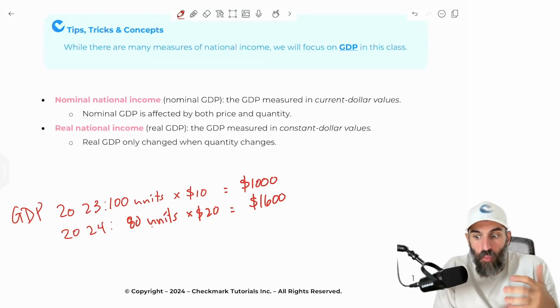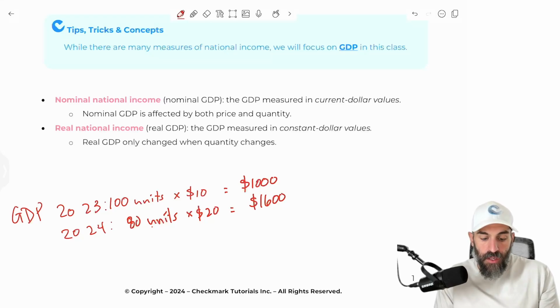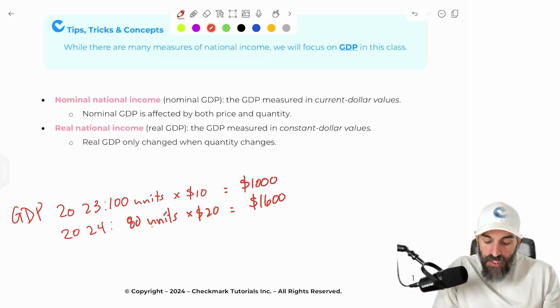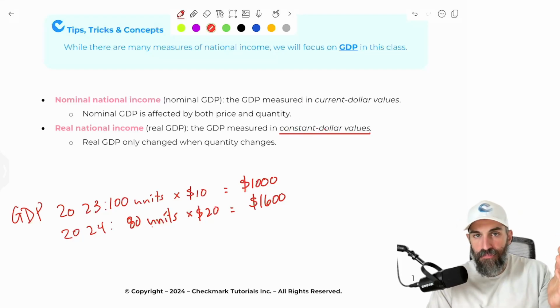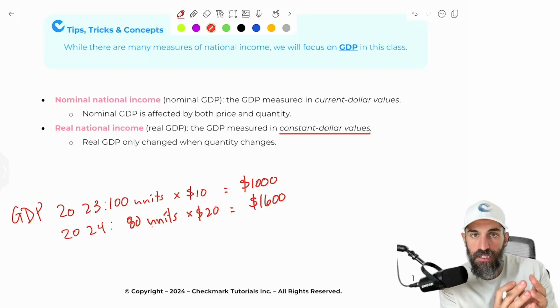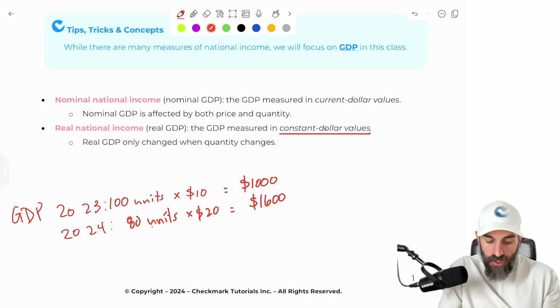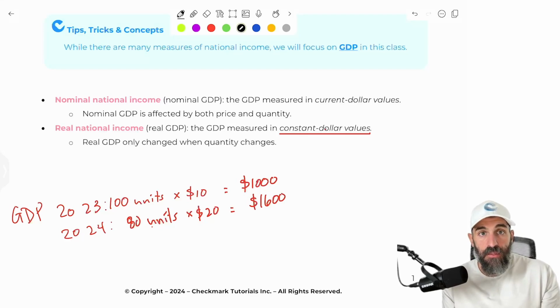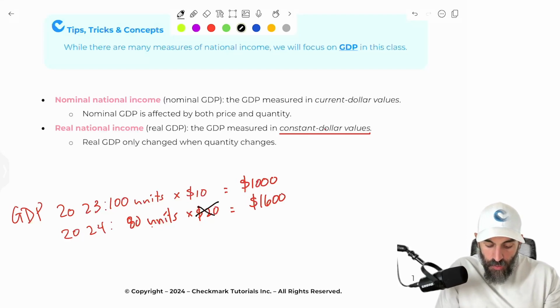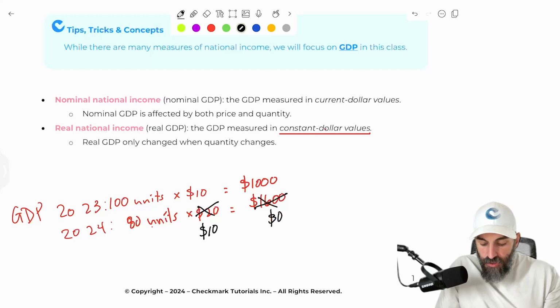It looks at what the current prices are, whereas the real GDP uses a constant dollar value. So it assigns basically the same price to every year. It keeps price constant so that we can actually compare just production. So let's say here we used 2023 as the base year. Well, in 2024, I would still use $10. And this would be my real GDP. So it'd be $800 in 2024.